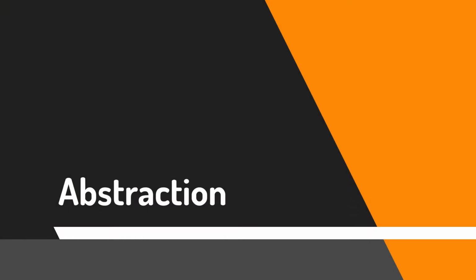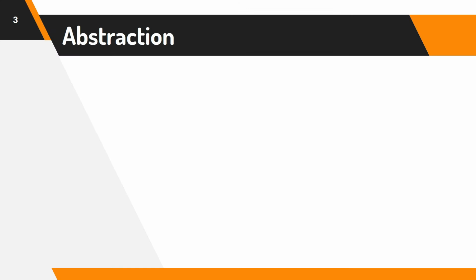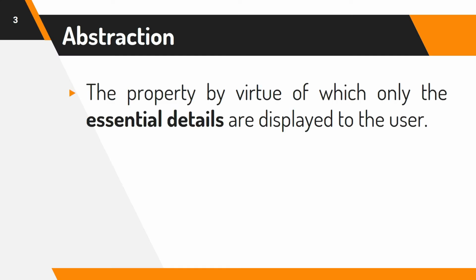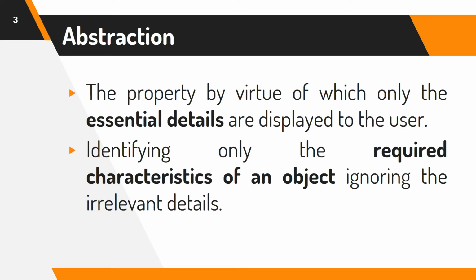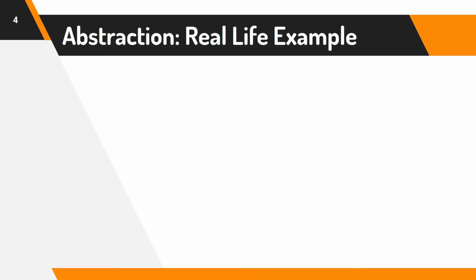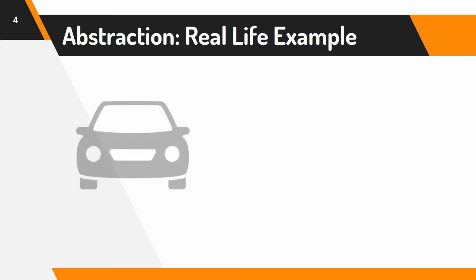Let's start with abstraction. Data abstraction is the property by virtue of which only the essential details are displayed to the user. It may also be defined as the process of identifying only the required characteristics of an object, ignoring its irrelevant details. One example is a car, which is viewed as a car rather than its individual components.